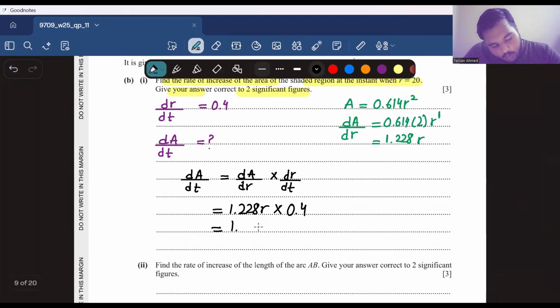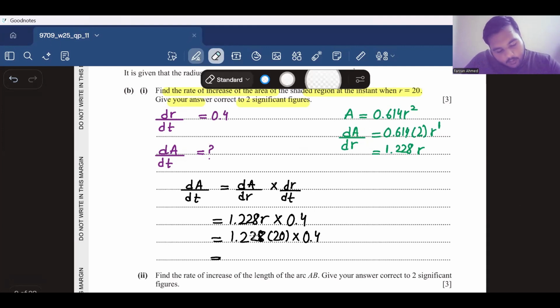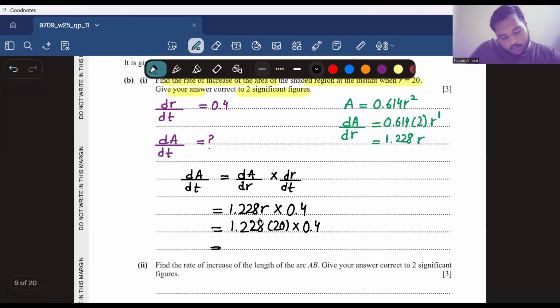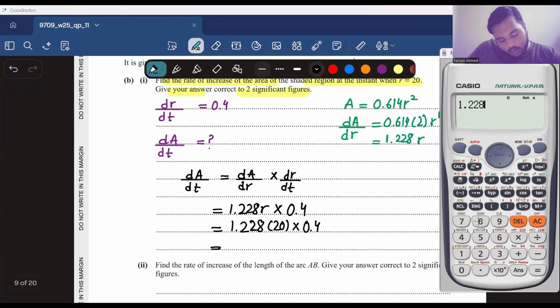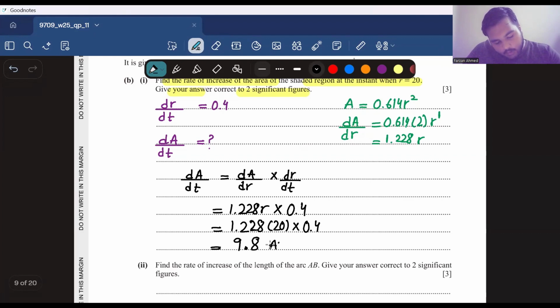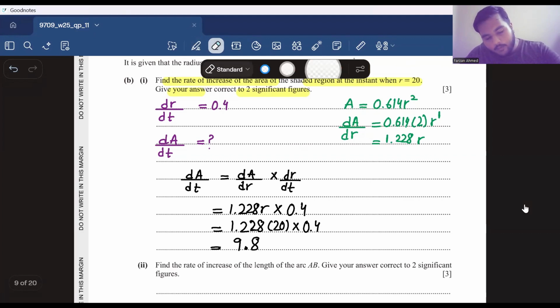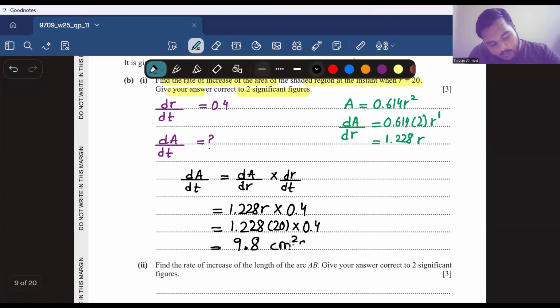So 1.228 into 20 into 0.4. The answer we got is 9.8, because we have to give it in two significant figures. This is our final answer, centimeter square per second.